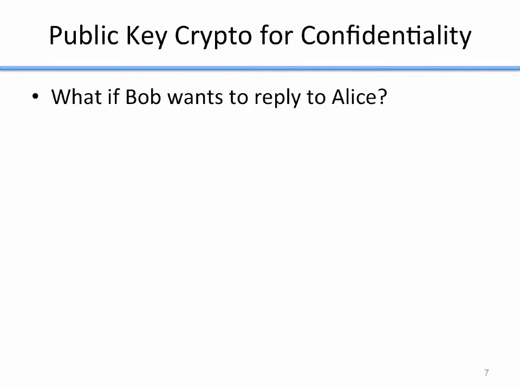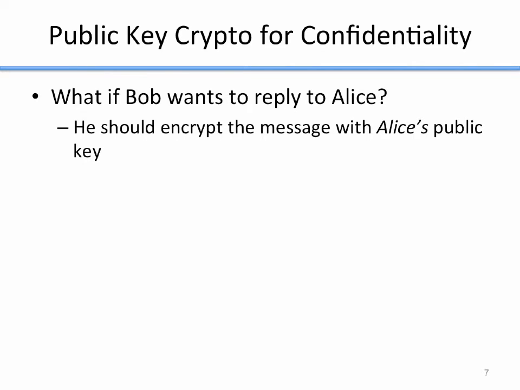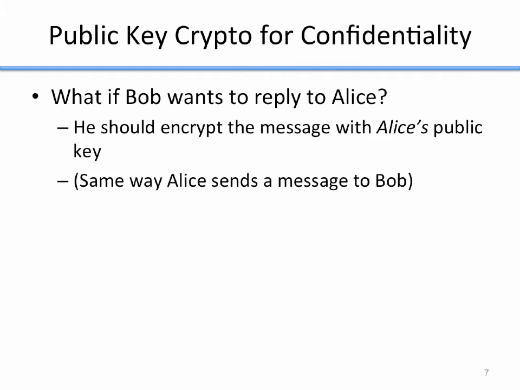So in that case, I just went one direction, Alice sending a message to Bob. What if Bob wants to reply to Alice? Well, then he would encrypt the message with Alice's public key. He would just follow the exact same protocol, but in reverse. So if Alice wants to send a message to Bob, she encrypts it with Bob's public key. If Bob wants to send a message to Alice, he encrypts it with Alice's public key.